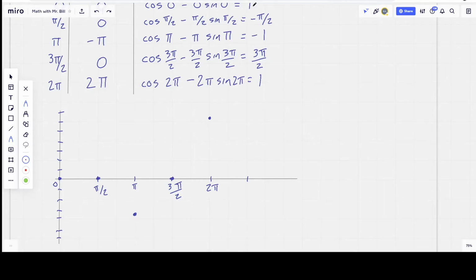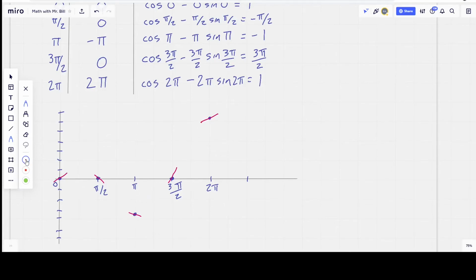So the slope at 0 is going to be 1. And so that's positive, so it's going to look something like that. The slope at pi over 2 is going to be negative pi over 2. So we're going to be sloping in the negative direction, something like that. At pi, we're going to be negative 1, which is a little less negative than negative pi over 2. And then at 3 pi over 2, we're going to have a slope of 3 pi over 2. So that's going to be fairly steep. And then at 2 pi, we're going to be back to a slope of 1, something like that.